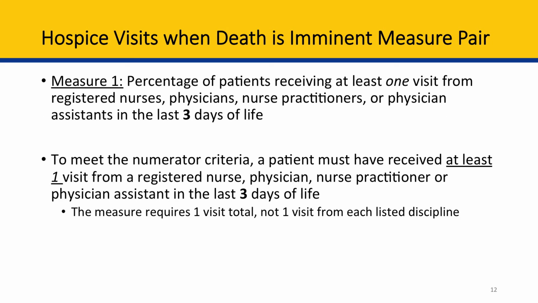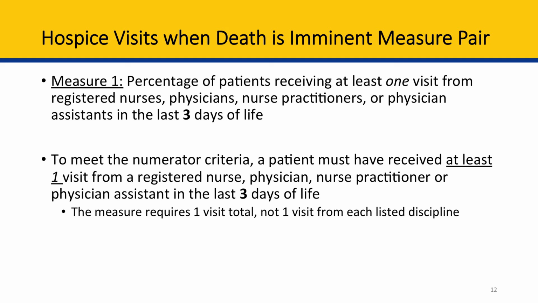Now let's look at the corresponding QM for the items in Section O. The QM associated with Section O is a bit different than the other HIS QMs because this measure is a measure pair. Measure 1 is the percentage of patients receiving at least one visit from registered nurses, physicians, nurse practitioners, or physician assistants in the last 3 days of life. To meet the numerator criteria, a patient must have received at least one visit from a registered nurse, physician, nurse practitioner, or physician assistant in the last 3 days of life.